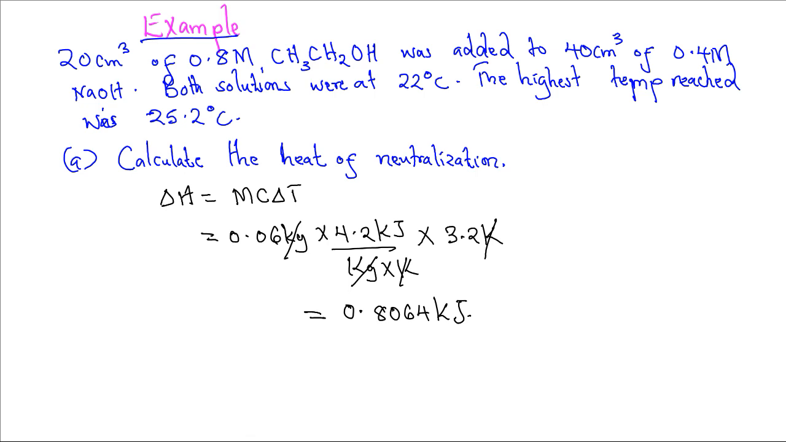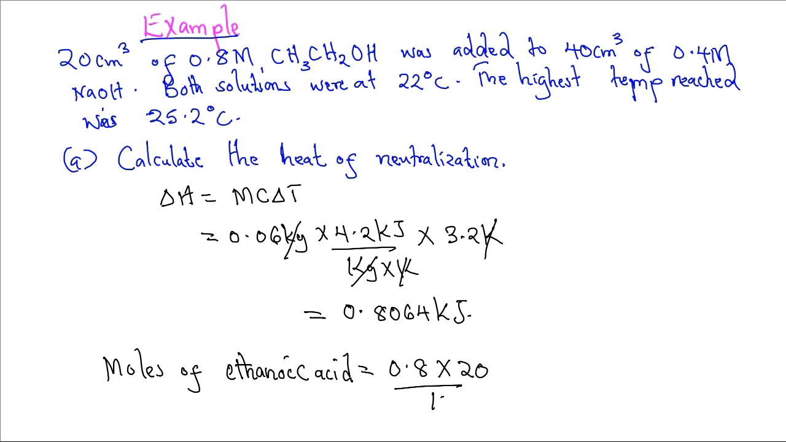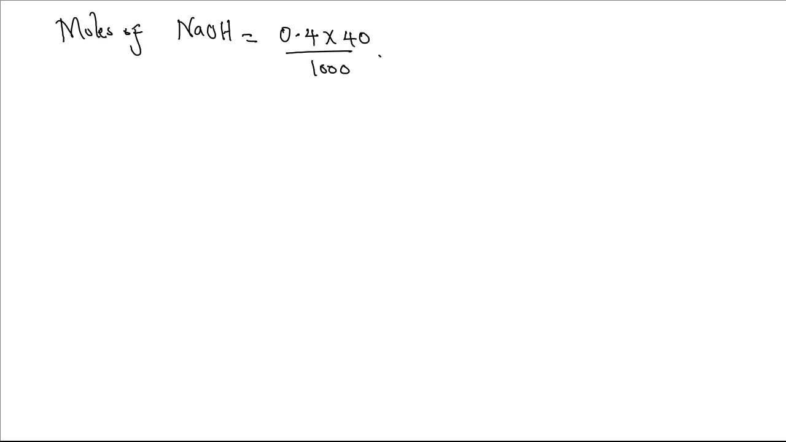Moles of ethanoic acid is equal to the molarity, that is 0.8, multiplied by the volume, 20 over 1000, and that gives 0.016 mole. Moles of sodium hydroxide is equal to 0.4 by the volume 40 all over 1000, giving 0.016 mole.